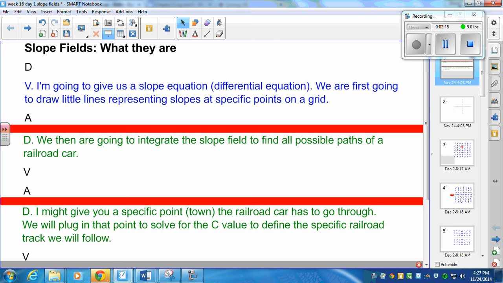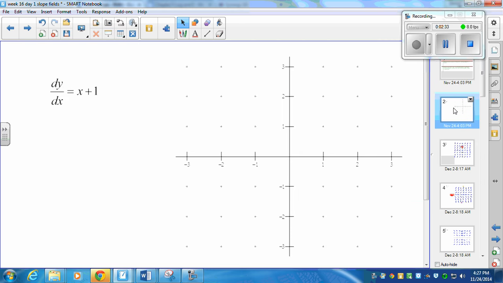So the sub hopefully has passed out the worksheet today that we're going to follow along with, and we're going to take a look at the first page. In the first page, it talks about there are 4 slope fields that I need you to draw, and we're going to do one together. So we're going to do the dy dx equals x plus 1, and you have a little grid here, and I want us to set up all the tick marks to help showcase what the slopes are. So over here is going to be my slope field.